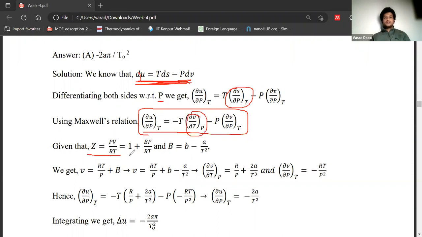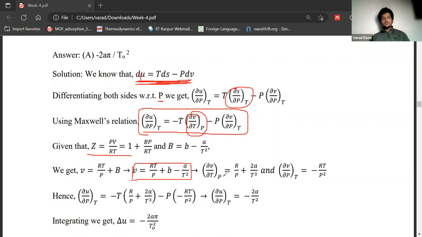Then we are already given that Z is equal to this. Z is equal to PV by RT, which is nothing but 1 plus BP by RT. So this expression has been given to us, where B is this. We just substitute it and rearrange it, and then what we get is V equals RT by P plus B. Then we put in the value of B, do the simplification, and we get V as this.